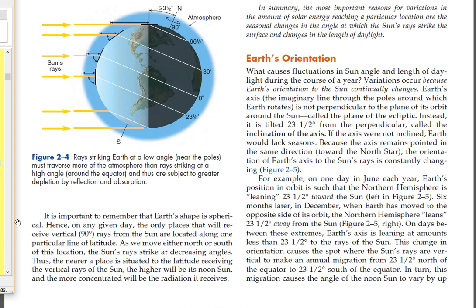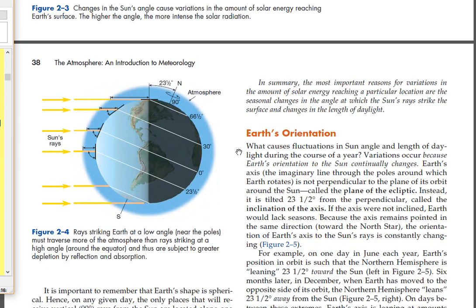Thus, the nearer a place is situated to the latitude receiving the vertical rays of the sun, the higher will be its noon sun, and the more concentrated will be the radiation it receives. In summary, the most important reasons for variations in the amount of solar energy reaching a particular location are the seasonal changes in the angle at which the sun's rays strike the surface and changes in the length of daylight.